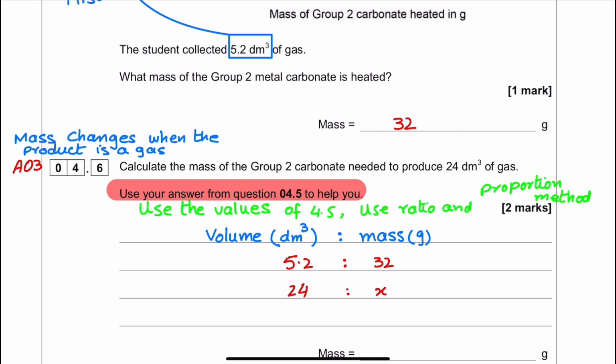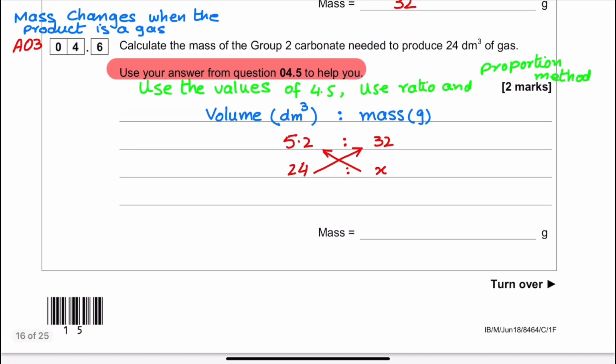I use the ratio and proportion method, which is very easy for the student. Therefore, I'm going to use this method and perform all the steps. We multiply across, so 32 is going to multiply with 24. So X into 5.2 is equal to 32 into 24.